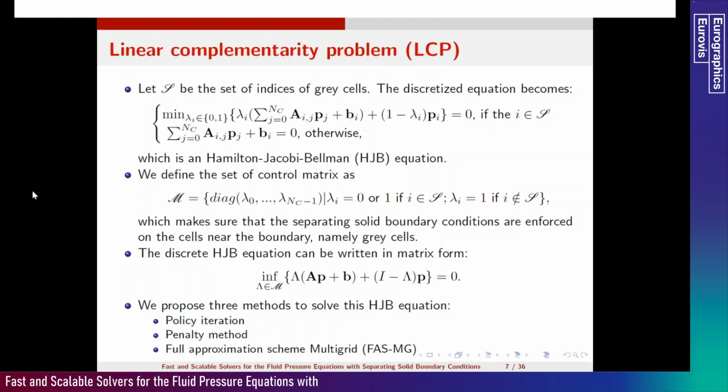To write the HJB equation in the matrix form, we define the set of control matrices, which are diagonal matrices with entries either 0 or 1. Here, for boundary grid cells, lambda is undetermined because the constraints are enforced, which makes it an LCP problem. For other cells, we let lambda be 1, as no constraints are enforced on them. We propose three methods to solve this equivalent HJB equation. Our solvers include the porosity iteration, the penalty method, and the full approximation scheme multigrid.